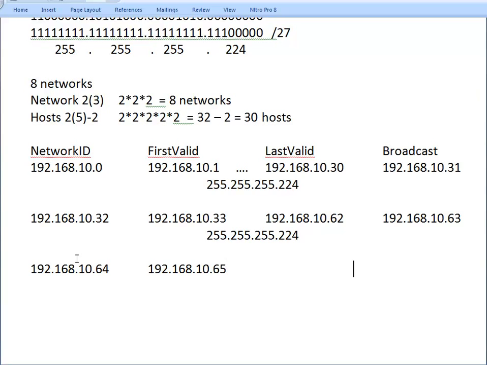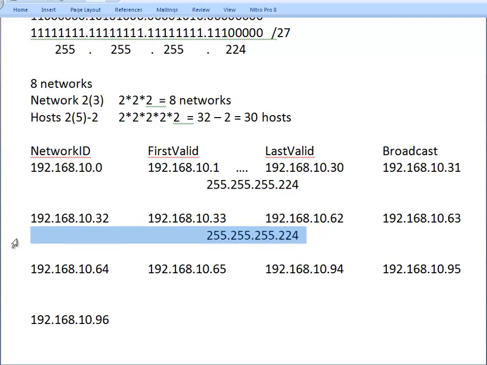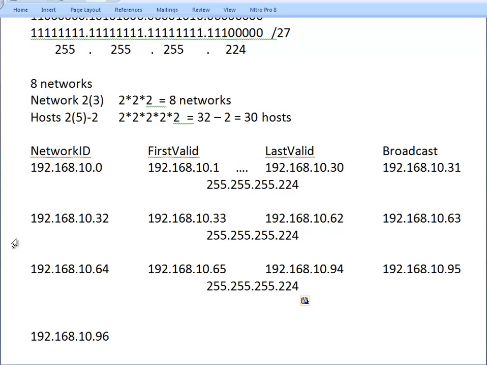And to find the last valid and broadcast, it's better if you find the next network ID. We're just going to add another 32, so it's going to be 96. And the broadcast is going to be 95, and the last valid is 94. Done. We found the third network as well. So as you can see, we continue to add 32 on each network ID, and then we do +1, -1, and so on to complete.